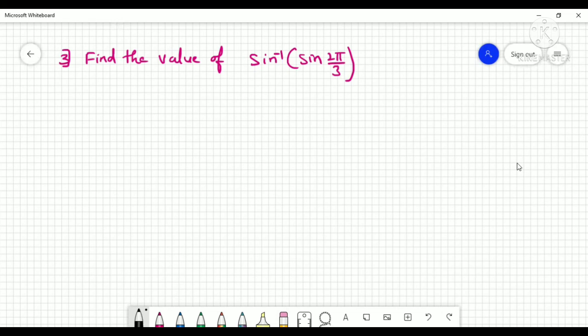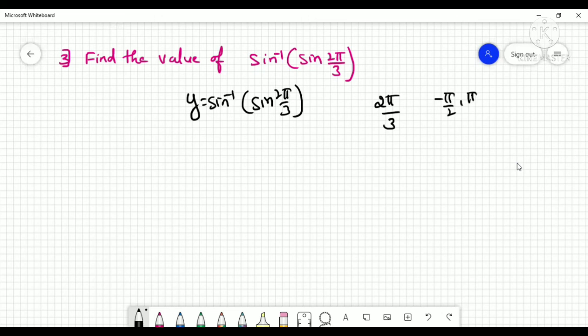Find the value of sine inverse of sine 2 pi by 3. Now, y is equal to sine inverse of sine 2 pi by 3. I can't write sine inverse of sine 2 pi by 3 is equal to 2 pi by 3. Why? The range of sine inverse x is minus pi by 2 to pi by 2, closed interval. But 2 pi by 3 is not included. That's why it is not possible to write 2 pi by 3 as our required answer.